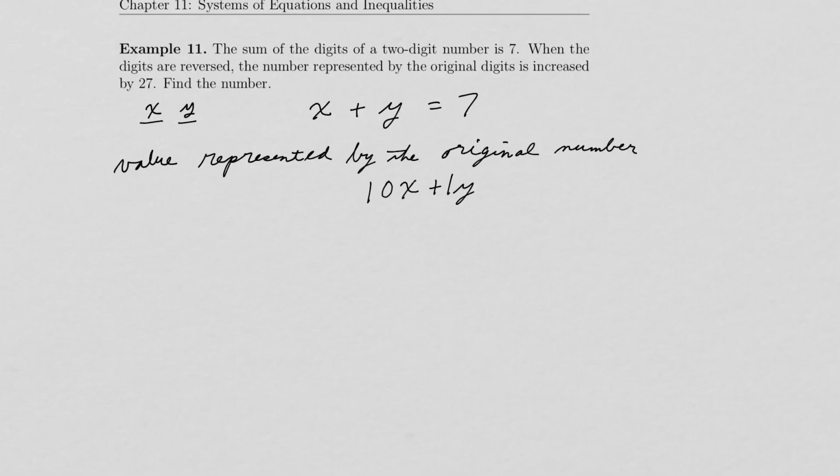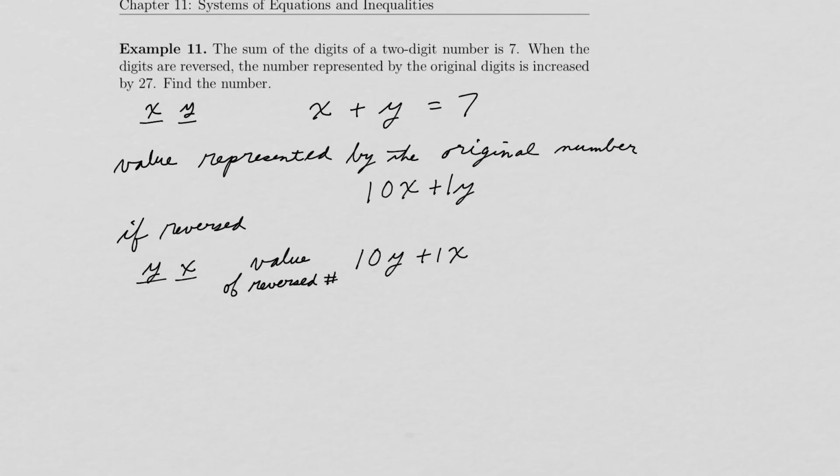Okay, if reversed, then the number is going to be y, x, and the value is going to be 10y plus 1x, of the reverse number. So the value of the reverse number is 10y plus 1x.